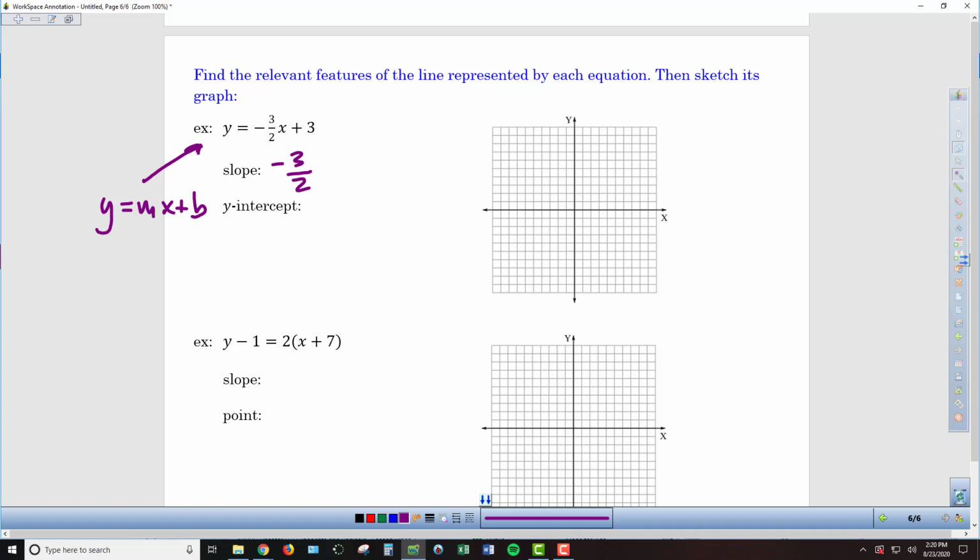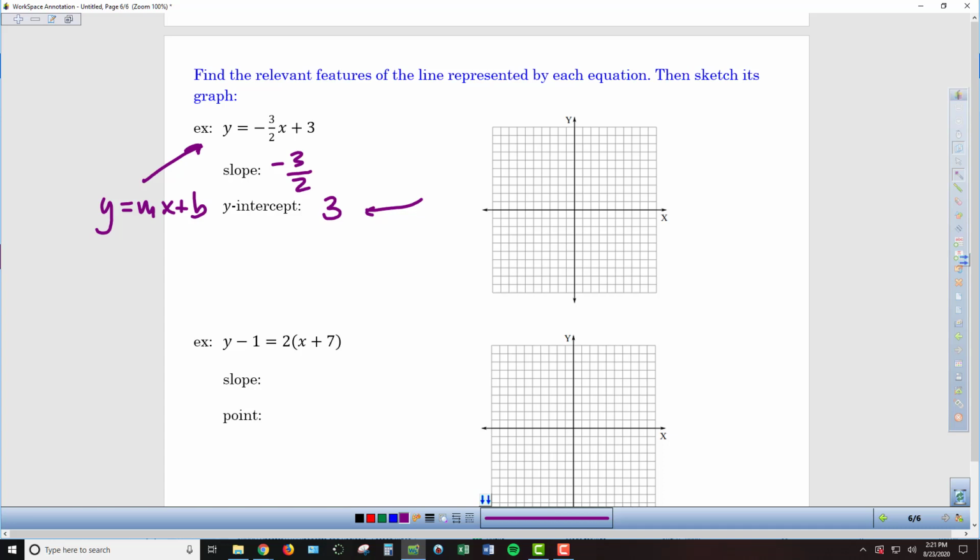And the y-intercept in this case, the b, is 3. That's the number that's being added after the x piece of the equation. So if I go to our graph, I'm going to start with the y-intercept. That's the place I'm going to begin my graph because I have to know where my line is traveling, and then I can use the slope to figure out how it's going through that location.